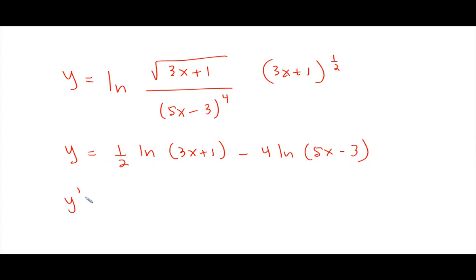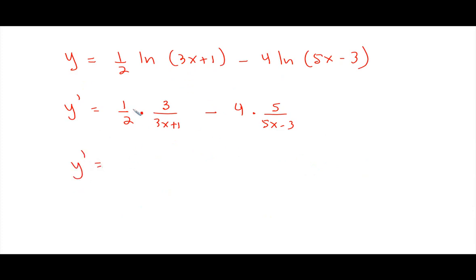Then we're going to get y prime, the derivative, is equal to, so we have this 1/2 here, so we just have the 1/2 times. Now if you're taking the derivative of a natural log, remember how that works: you take the derivative of what's inside here. In this case, it's just going to be 3 divided by whatever this is, 3x plus 1, minus 4 times, we've got this natural log 5x minus 3, so we take the derivative of what's inside here, which is just going to be 5, divided by whatever this is, 5x minus 3.